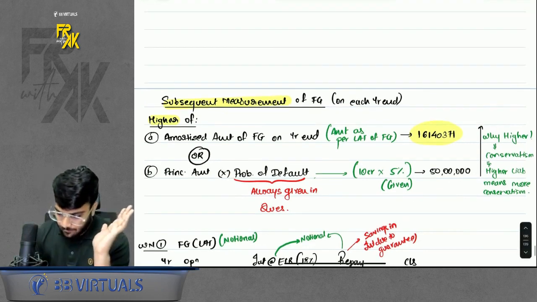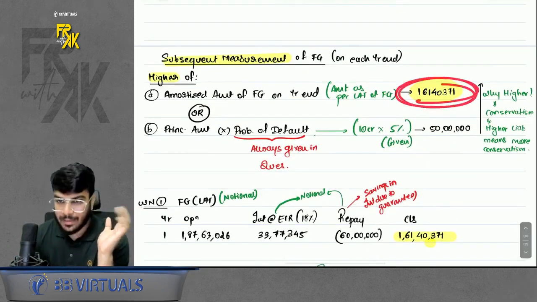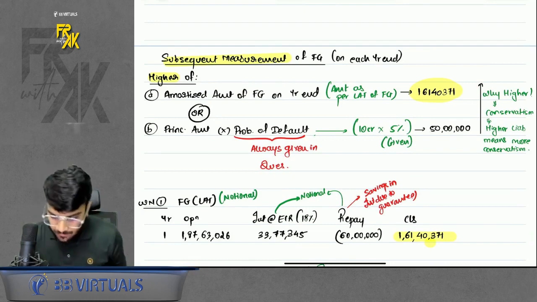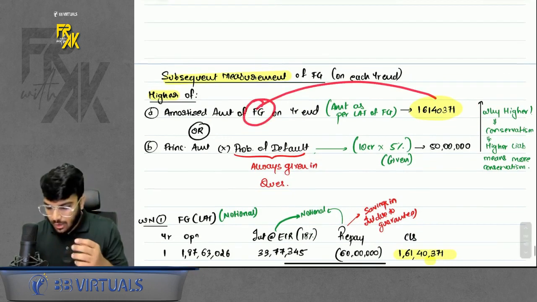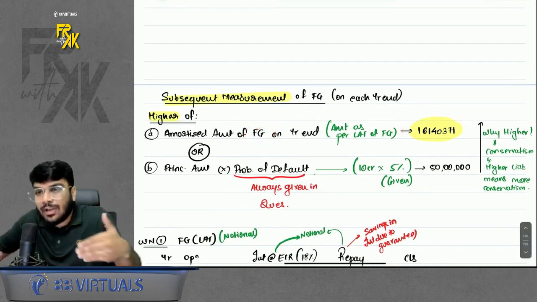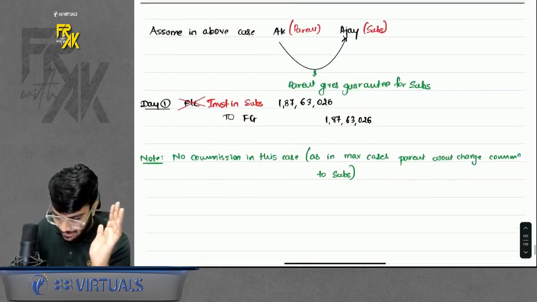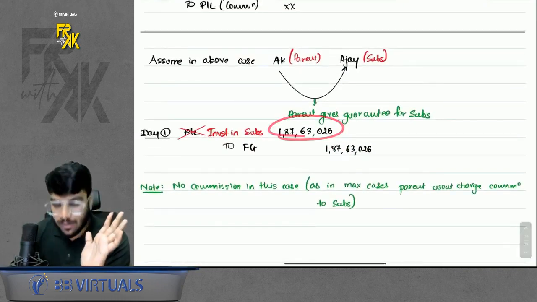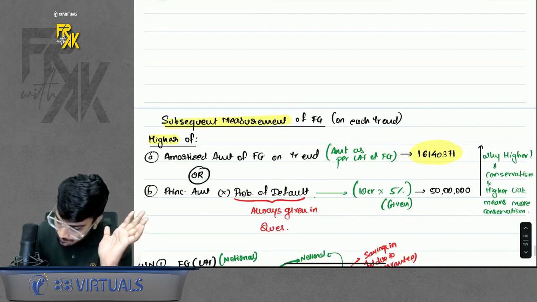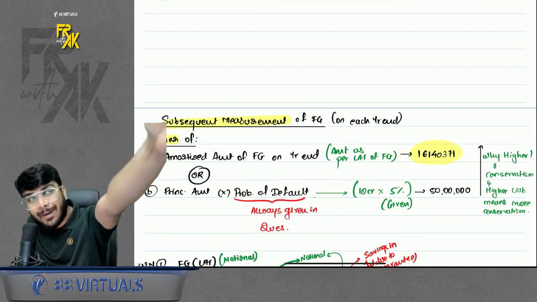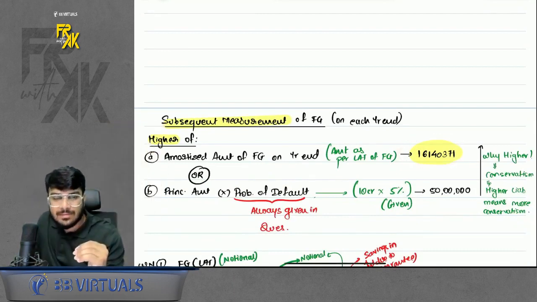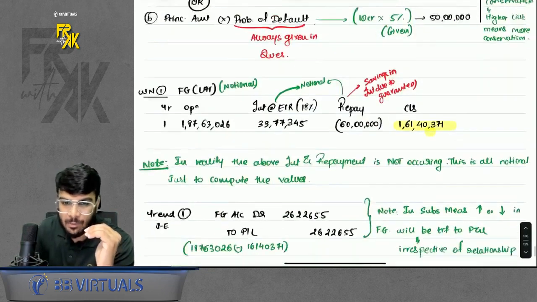Just remember, for example, let's say this value turns out to be higher, so my financial guarantee at year end will stay at this value only. Now don't book more guarantee than this value. It means that your guarantee was worth 1.87 CR. Now at year end it should be at 1.61 CR. So from 1.87 you have to come to 1.61. So reduce the guarantee value at year end.